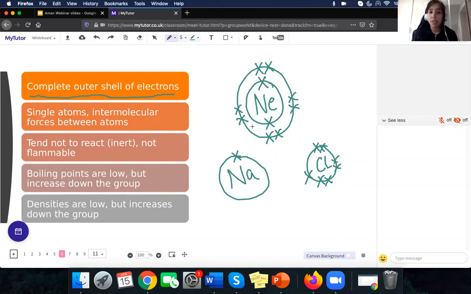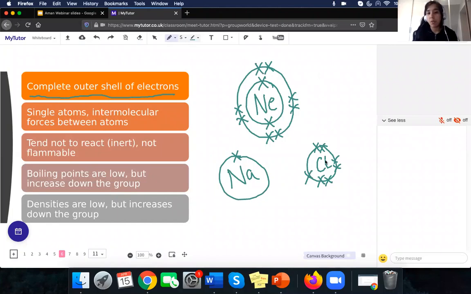It's because they have this full outer shell of electrons, and so there are no electrons mobile to be used in any reactions. The other thing is that they are single atoms. So if, for example, we know that neon has a full outer shell of electrons, it's not going to form a covalent bond with another neon atom.